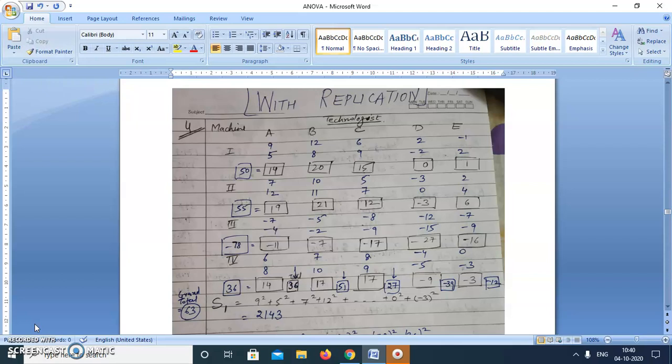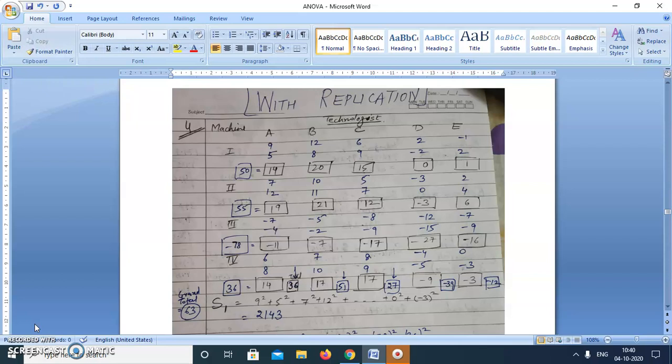So first we need to understand what we mean by with replication and without replication. Replication is a word in English. We can understand the meaning, that is repetition. Suppose we are seeing the effect of two things, that is, here, the effect of machine type and the effect of technologist. So it is a two-way question. Now I am reading the question, listen to it carefully.